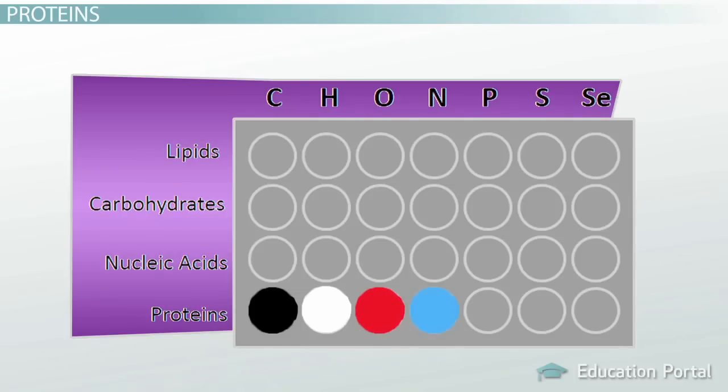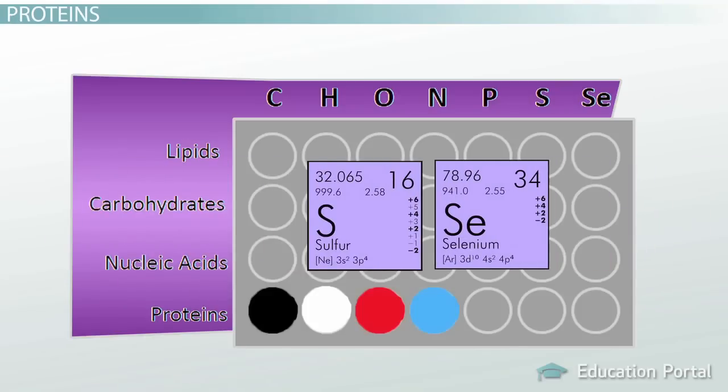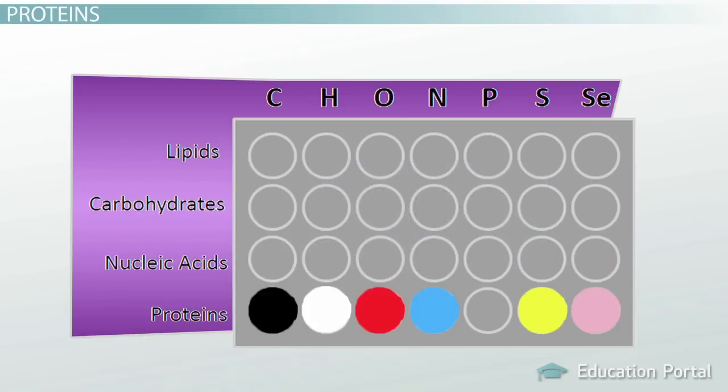But each of these amino acids has a different molecular group that hangs off one side. Most of the special side groups contain the already mentioned carbon, hydrogen, oxygen, and nitrogen. To help you out, I will just point out the oddballs. These three amino acids have sulfur and selenium, so let's add those to our table.